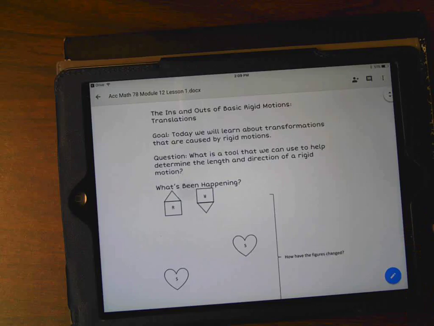Oops, I forgot. Let's go back over our question really quick to make sure that we accomplished our goal. Our goal for today: today we will learn about transformations that are caused by rigid motions. I feel like we did. And our question is, what is a tool that we can use to help us determine the length and the direction of a rigid motion? I gave you a little hint. Hopefully you can answer that.